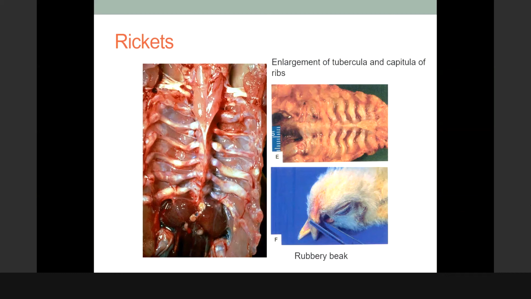You see all this enlargement here? Okay. Enlargement here, at the attachment here. Even this one, or the rib itself, is enlarged. Okay. And then here, you can bend the beak as well. You can bend the beak, it becomes a rubbery beak.